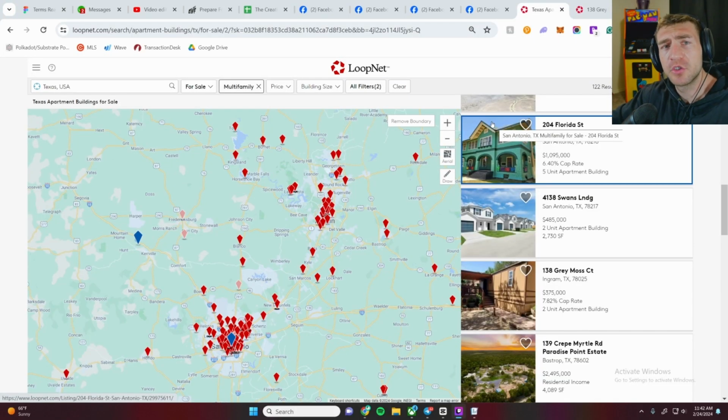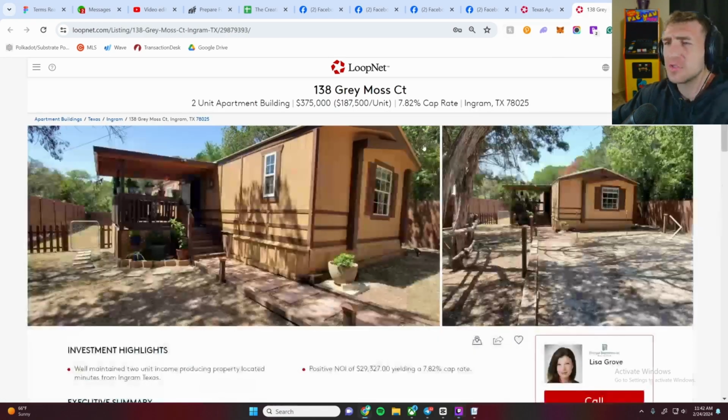Okay, let me just quickly show you how you would comp a property for creative, not for cash. If we're trying to do seller finance or subject to, how would you do it? Well, it's super easy. So let's just take this little apartment building. They want $375,000 for it. They say it's a 7.82% cap rate. We already did this before.